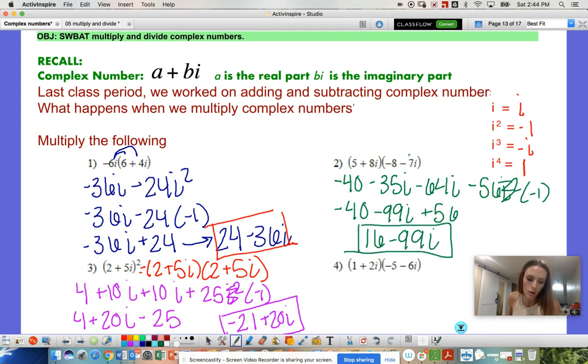Your real number's always first. And then this bottom one here, once you work it, make sure that you get 7 minus 16I. All right, moving on.